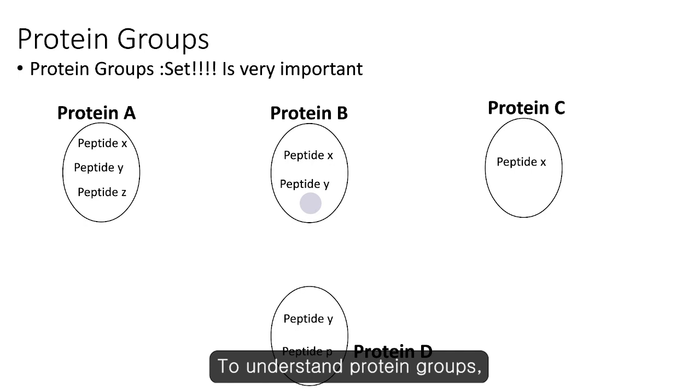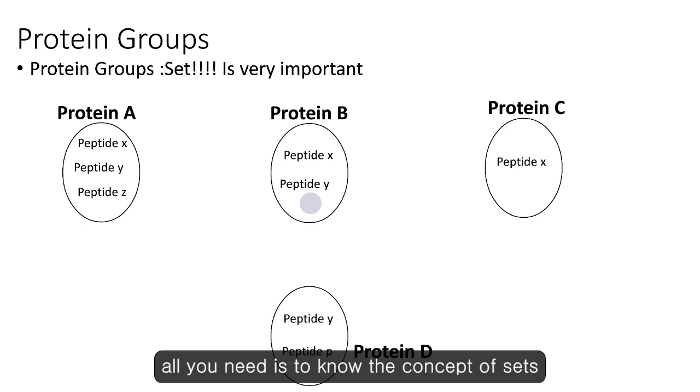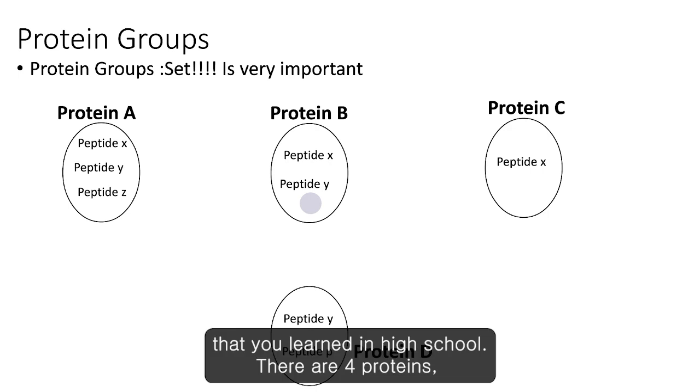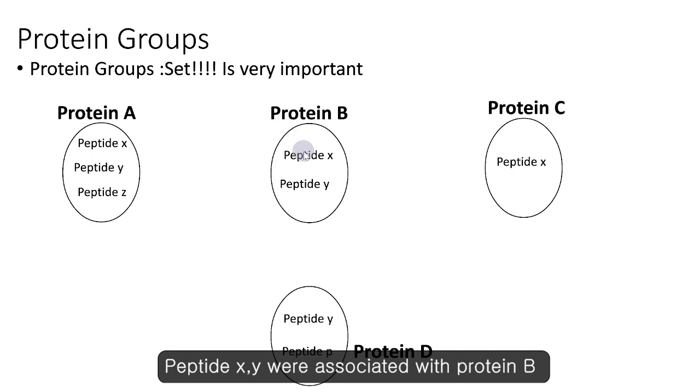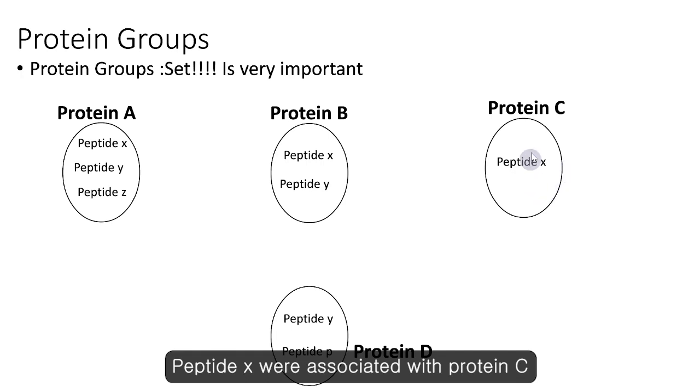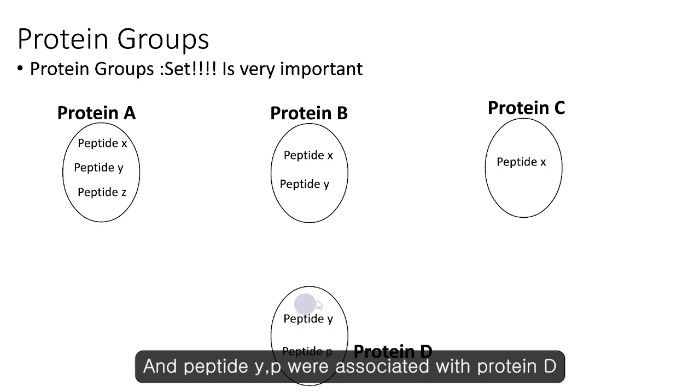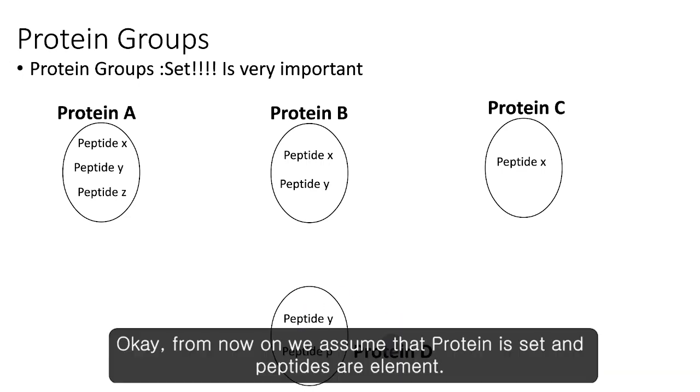To understand protein groups, all you need is the concept of sets that you learned in high school. There are 4 proteins. Peptides X, Y, Z are associated with protein A. Peptides X, Y are associated with protein B. Peptide X is associated with protein C. And peptides Y, P are associated with protein D. Okay, from now on, we assume that a protein is a set and peptides are elements.